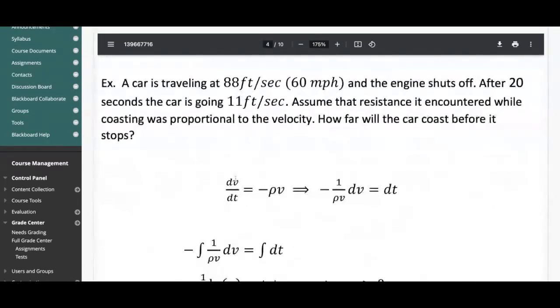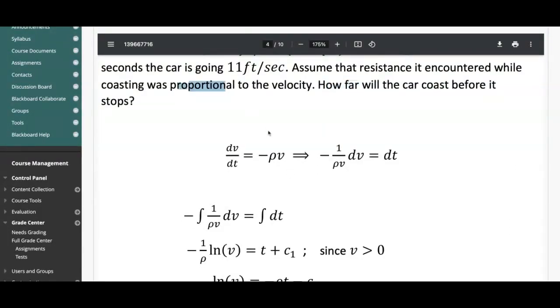Let's see an example. A car is traveling at 88 feet per second, so 60 miles per hour. After the engine shuts off, after 20 seconds, the car is going 11 feet per second. Assume that the resistance it encountered while coasting was proportional to the velocity. How far will the car coast before it stops?